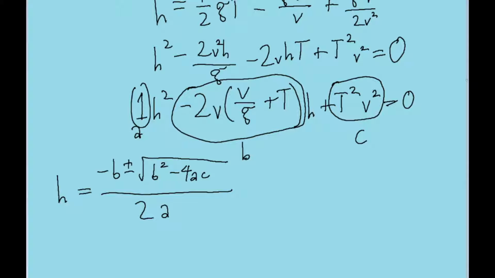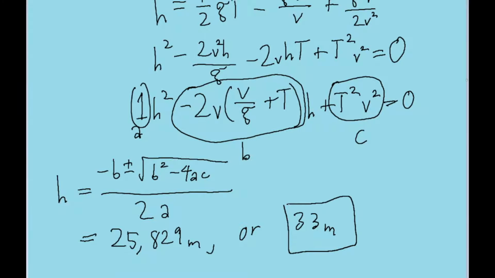So all we have to do is put this into our calculator, and as the quadratic formula typically works, there are going to be two different accepted values that your calculator might give you. So you might get either 25,829 meters or 33 meters. And between those options, whenever you use the quadratic formula, you just have to go with whichever of the two options make sense. And for us, the only option here that makes sense is the 33 meters.